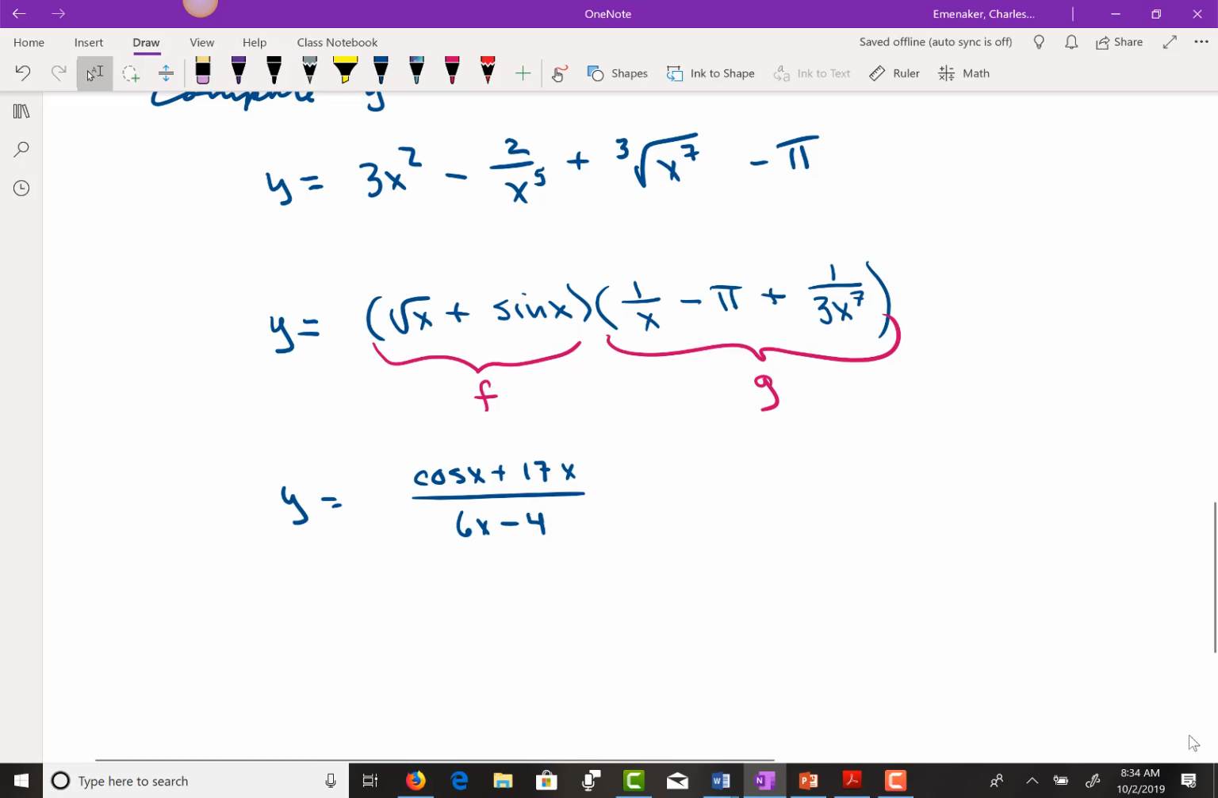Okay? See the first one there? You should be able to knock that off in maybe a minute or a minute and a half tops. That's 3x squared minus 2x to the negative 5th plus x to the 7/3 minus pi, right? You got to know your exponents. The derivative is going to be 6x plus 10x to the negative 6 plus 7/3 x to the 4/3. And I'm out of here because the derivative of pi is 0.